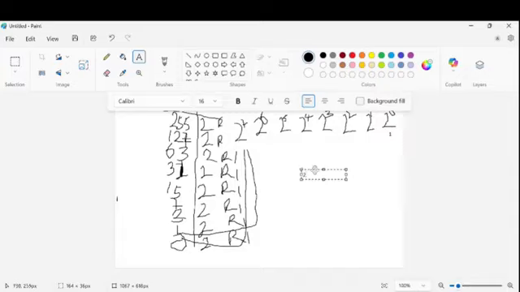2 raised to the power of 1 will give us 2. Then it keeps on multiplying. This will give us 4. And this will give us 8. And this one will give us 128. Let me just quickly round off with this calculation. 128, right?